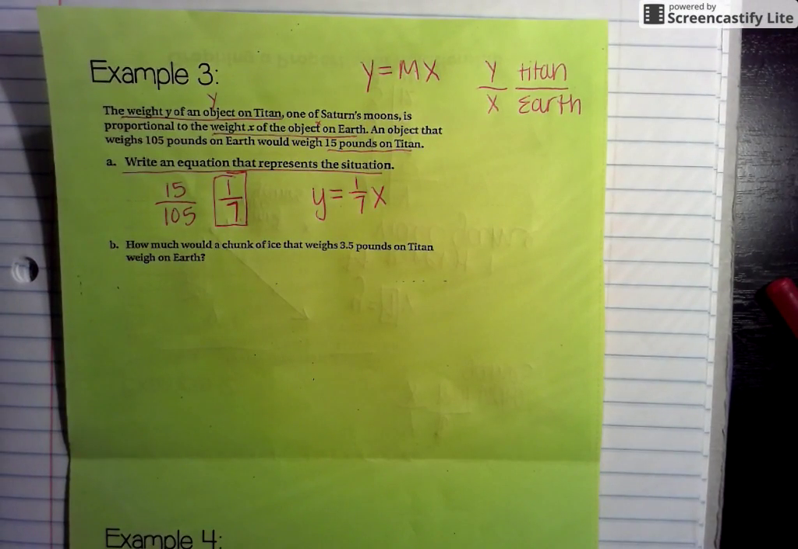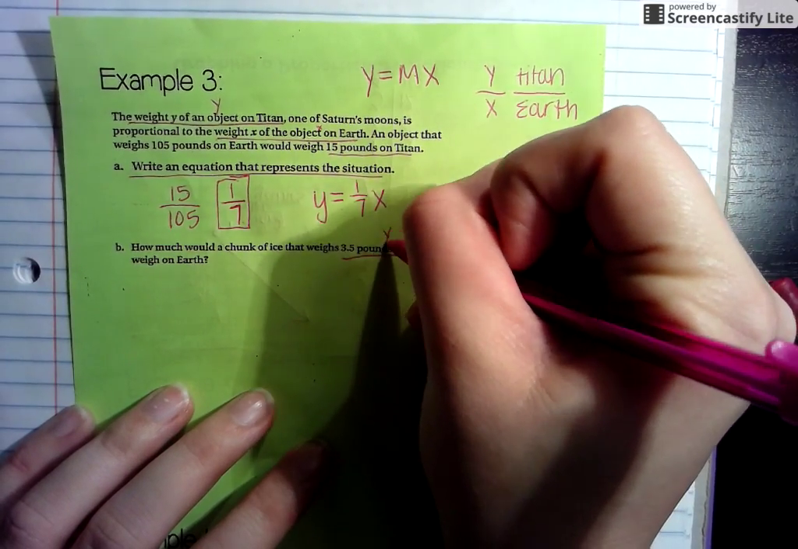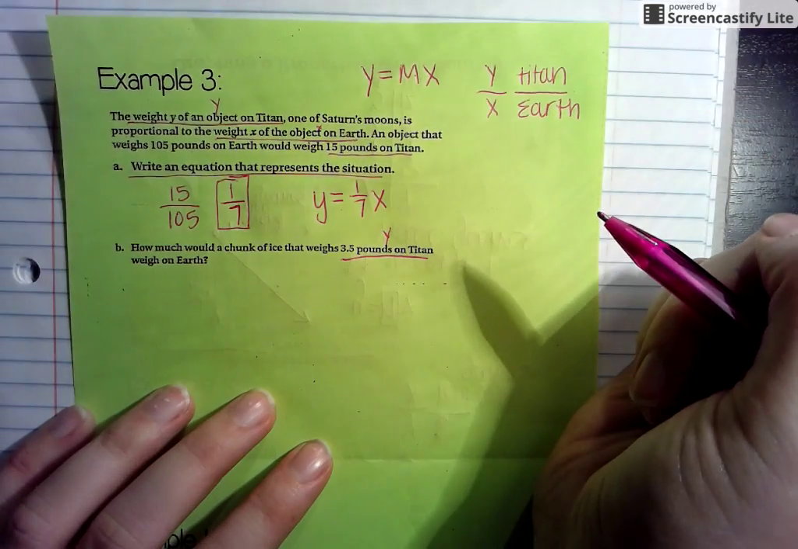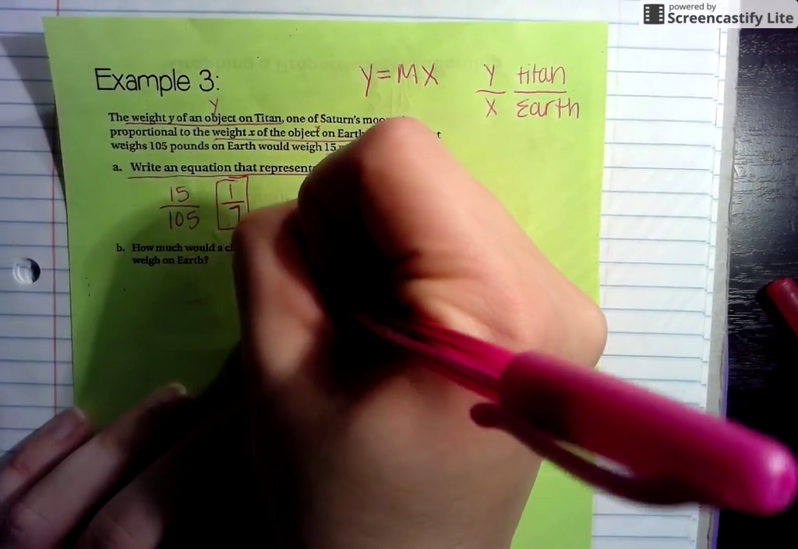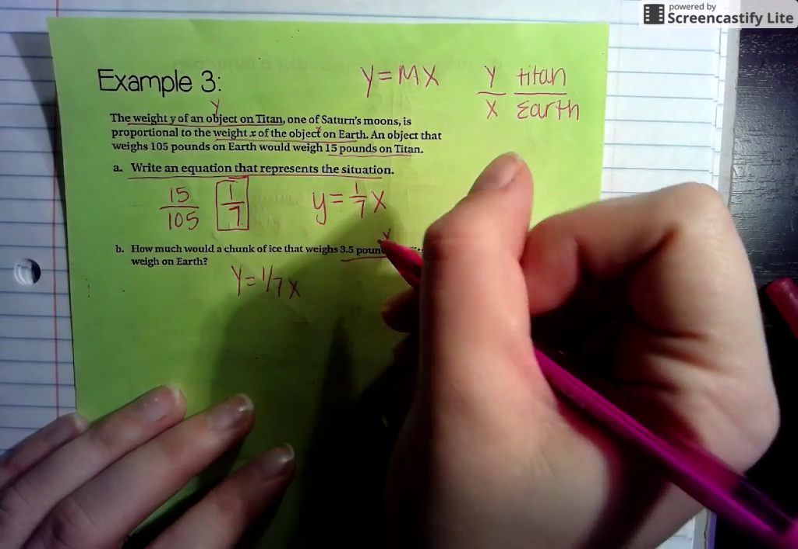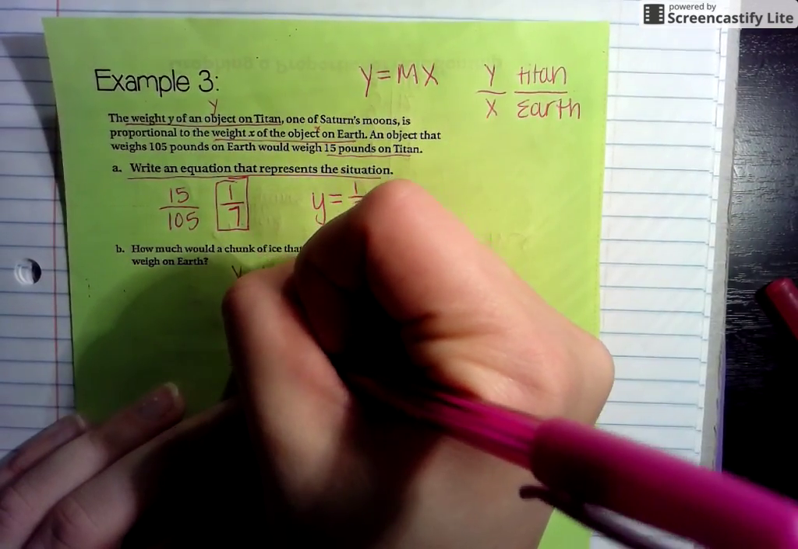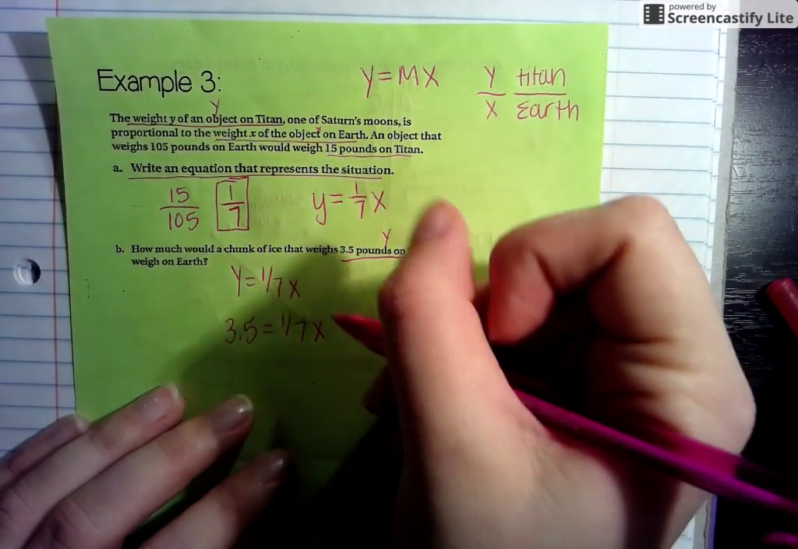Now it says how much would a chunk of ice that weighs 3.5 pounds on Titan weigh on Earth? Well, 3.5 is our y value because that's what Titan is. So I would use my equation. So I have y equals 1/7 x. And I'm going to take my values. So I have 3.5 equals 1/7 x. I need to get x by itself.